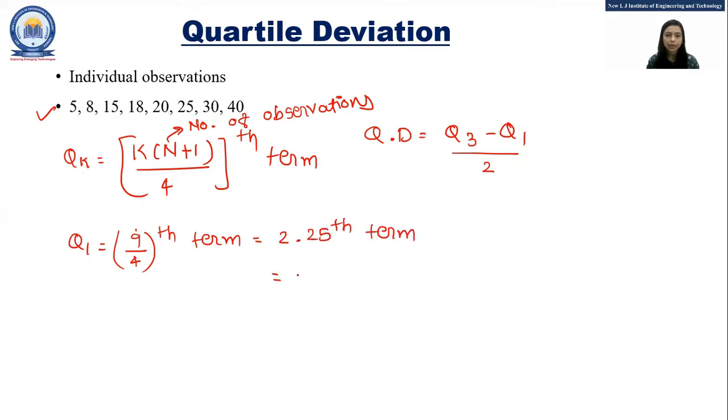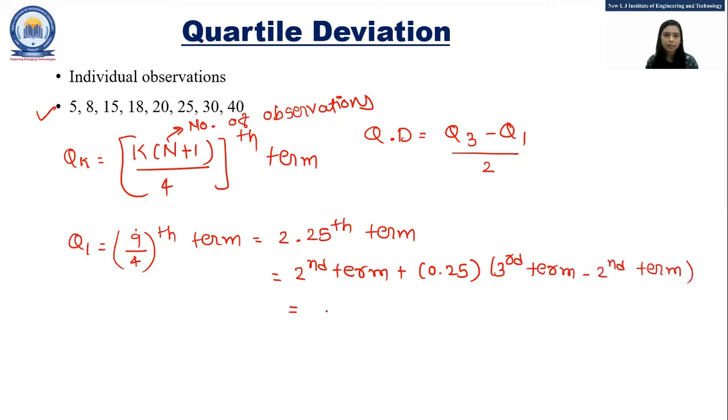We can write the 2.25th term as the second term plus 0.25 into (third term minus second term). So the answer is: second term is 8, plus 0.25 into (15 minus 8). So this is equal to 9.75.